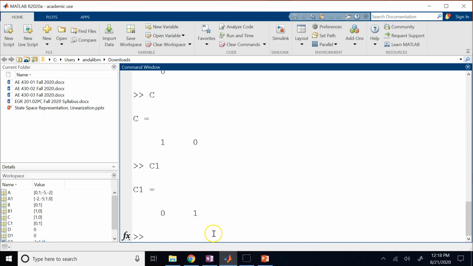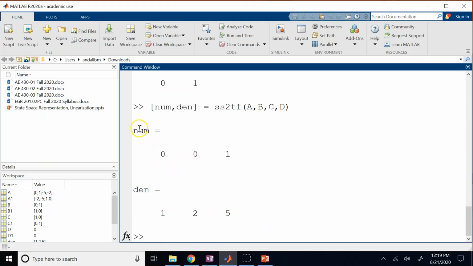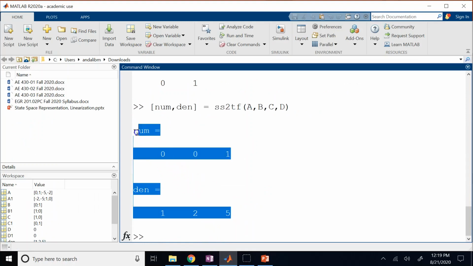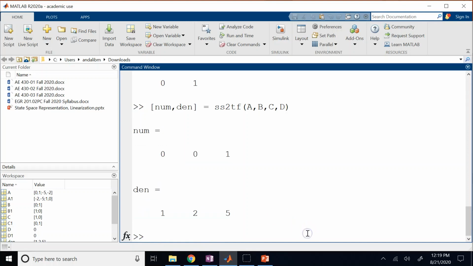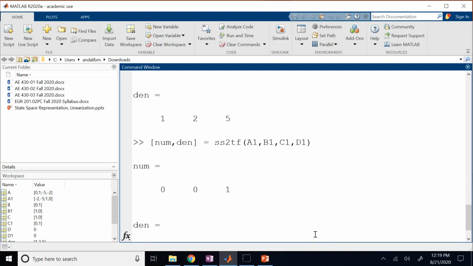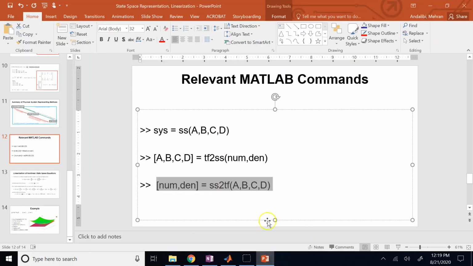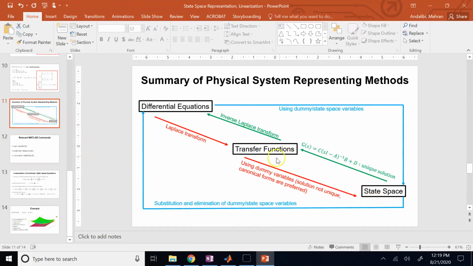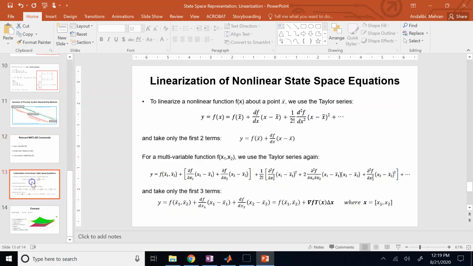One time I use A, B, C, D, and I get my numerator and denominator, yes. The other time I use the swapped version of A, B, C, D. And look, the same thing. Right? The numerators are the same, denominators are the same. So this way is unique, the other is not. Okay, so I guess now we are in good shape about that.